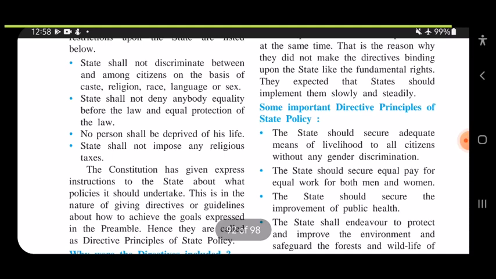The third one, no person shall be deprived of his life. So all have the right to live. And the fourth one says, states shall not impose any religious tax. So related to religion, there should not be any taxes taken.